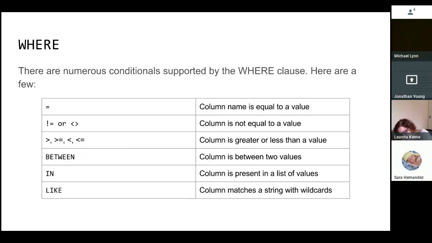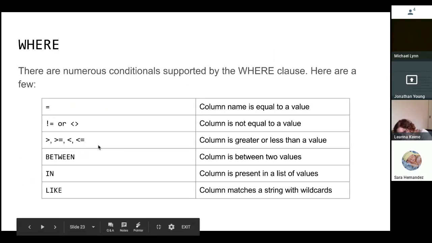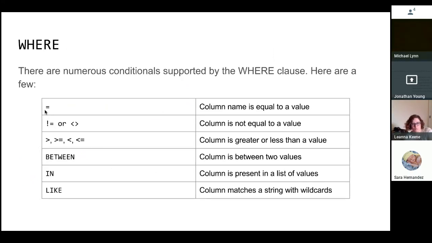So where is a very powerful clause. You can read all of this at your leisure. But you can do where some column is equal to this, where it's not equal, where it's greater. Like when you turned 18, everyone in this room received a Gillette razor, right? Or got a phone call from a military recruiter of some sort. I think that's what happened to everyone in my town, at least.